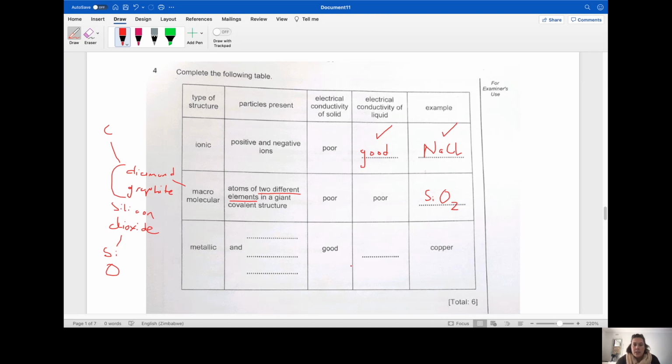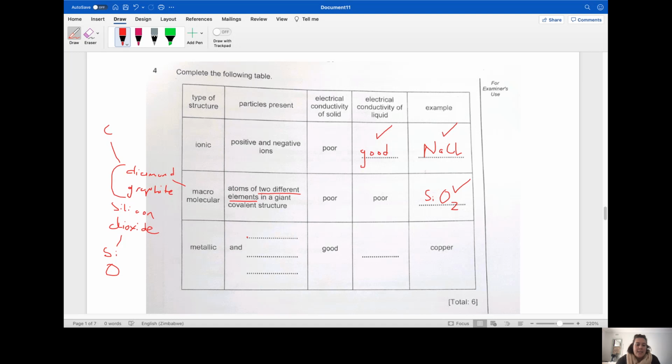It's got silicon and oxygen. Okay, it's not diamond and it's not graphite because those are only made of carbon, but they told you there was 2 different elements, silicon and oxygen. Okay, a mark for that.